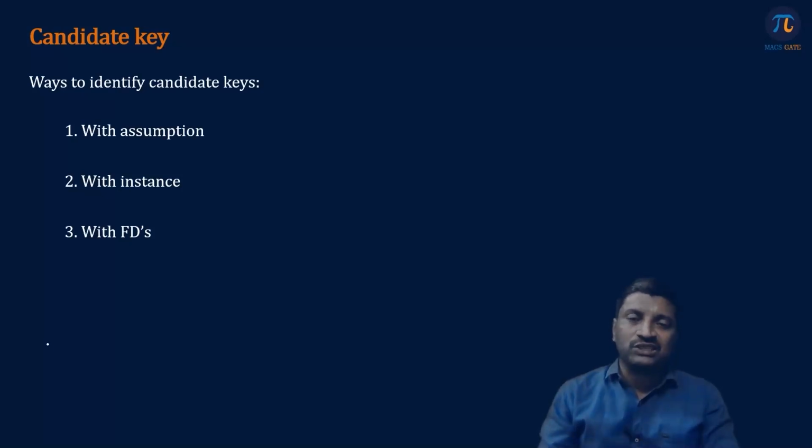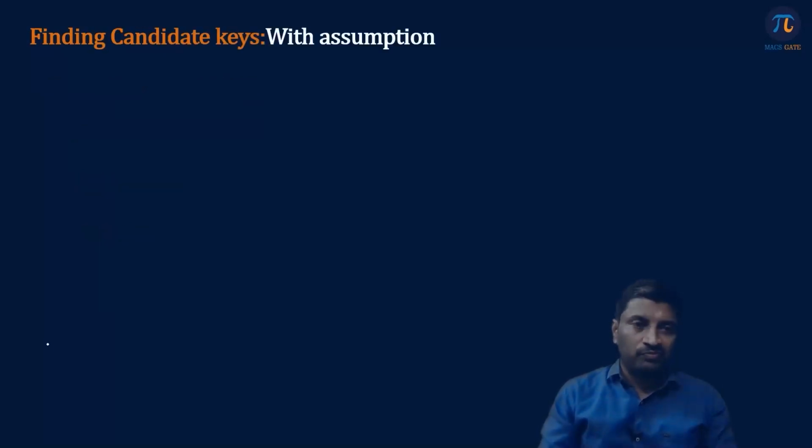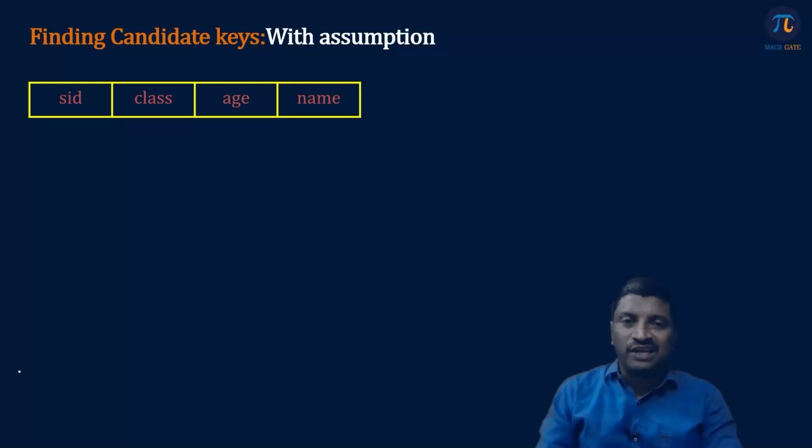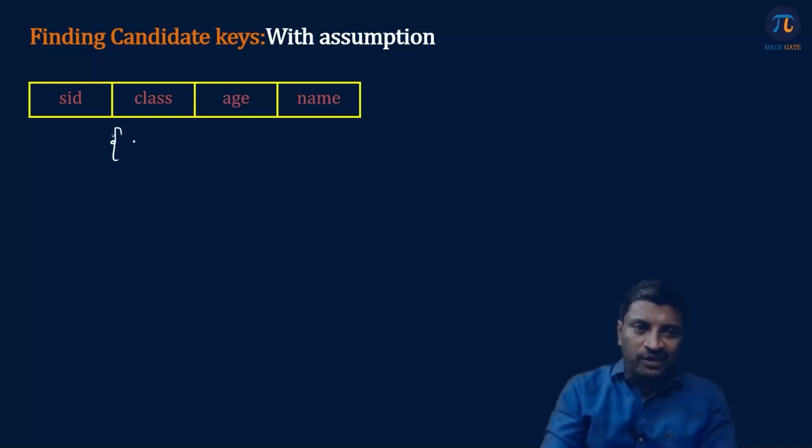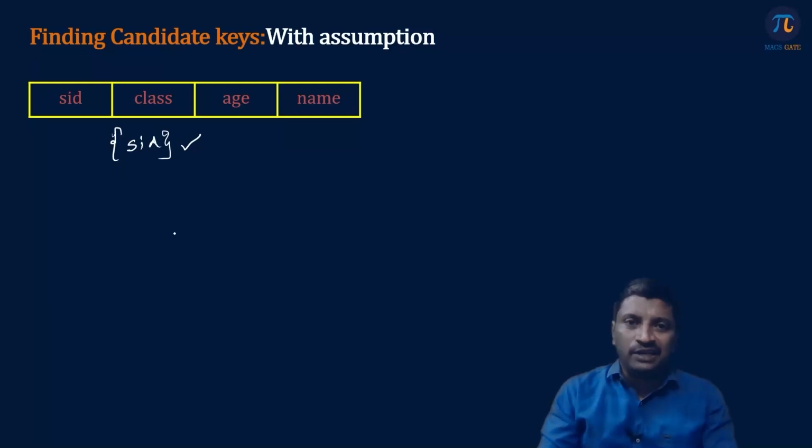So now let us discuss each of these methods one by one. The first one is with assumption. How to find candidate keys with assumption. While we design the relation schema of the relation, we make some assumptions. For example, we have a relation with 4 attributes: SID, class, age, name. While defining, I will make an assumption that no 2 records should have the same value for student ID. So in such cases, I can say SID is a candidate key.